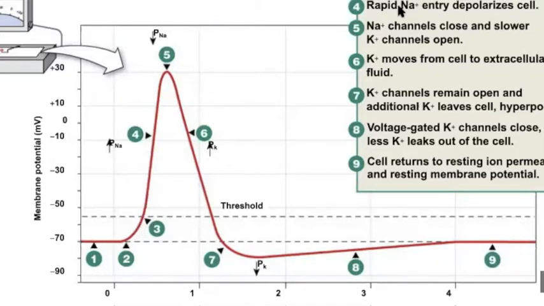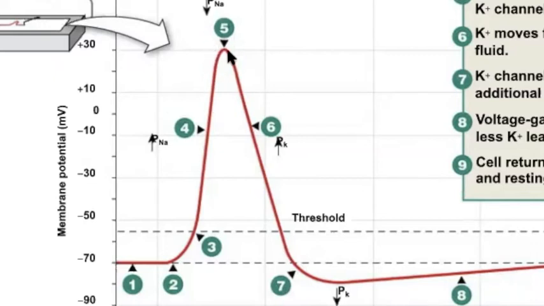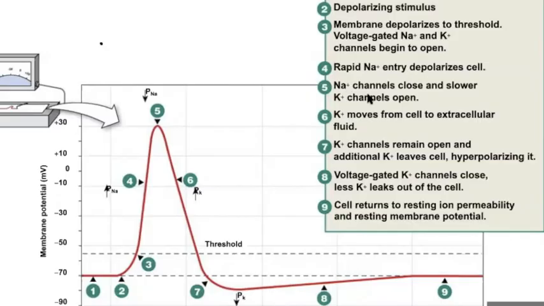Influx, right? Rapid sodium entry depolarizes, all those positive charges come in here, raising it until it reaches about +30. And then those sodium channels close, right? So it doesn't go up higher. But there's something else going on, not shown right here. The potassium channels have opened, right? But they didn't open at the same time. Here, they opened up a little bit later.